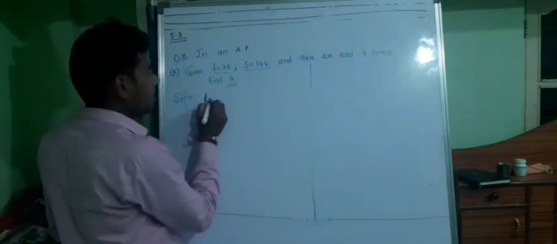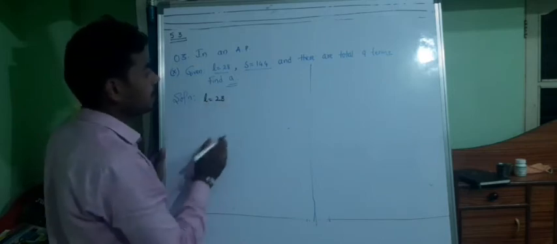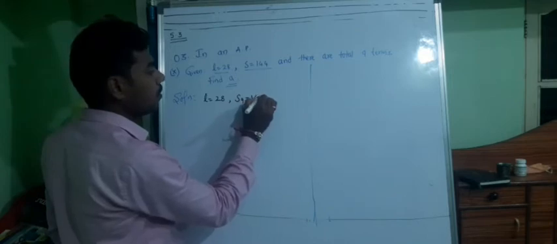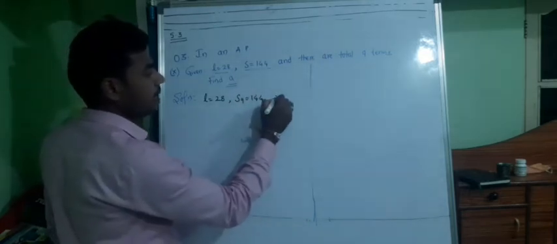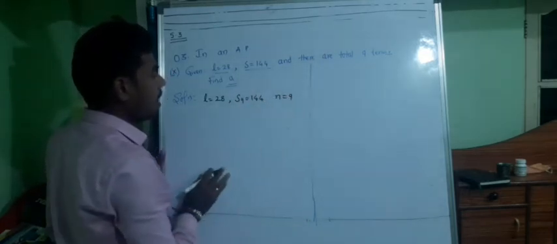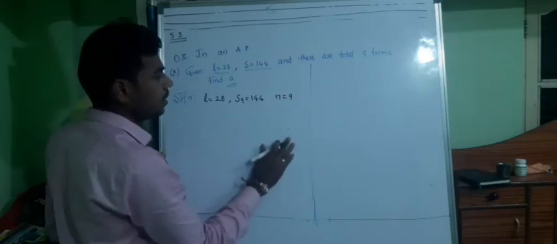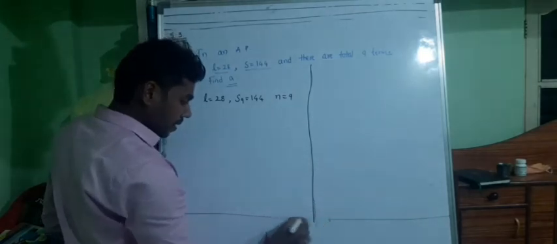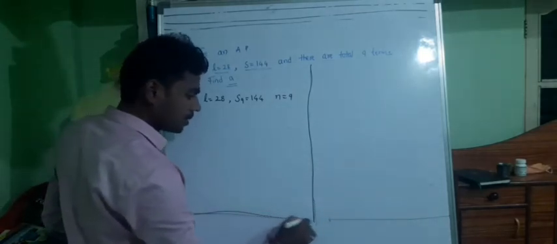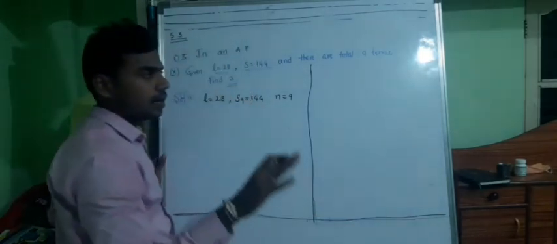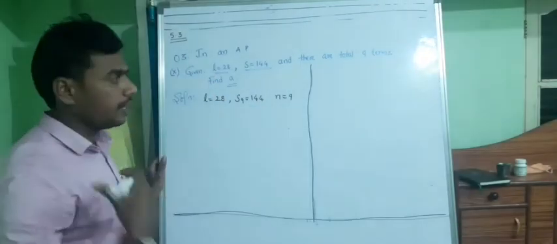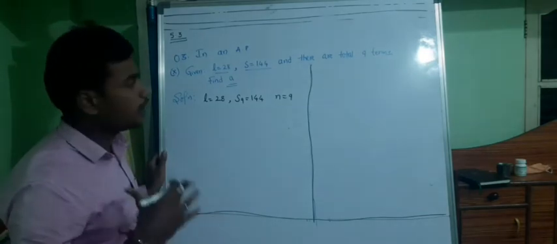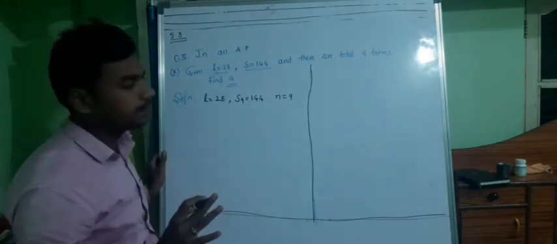So L is equal to 28. S9 is equal to 144 because there are 9 terms. N is equal to 9. Using this, how can we proceed? See, in CBSE usually there is no particular pattern of questions. So based on the concept they can ask any questions. So please be thorough with the concept so that you can solve any problem.